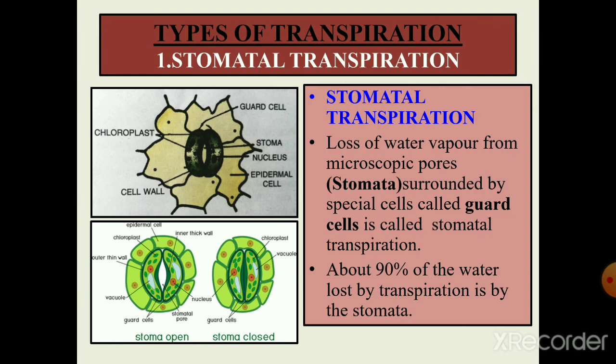Now let us come to the types of transpiration. There are 3 types of transpiration that we see. First, stomatal transpiration: loss of water vapor from the microscopic pores which we call stomata, surrounded by special cells called guard cells, is known as stomatal transpiration. You can see in the figure the guard cells, when they are closed, and the other time they are open. When they are open, water is lost through them. About 90% of the water lost by transpiration is by stomata.